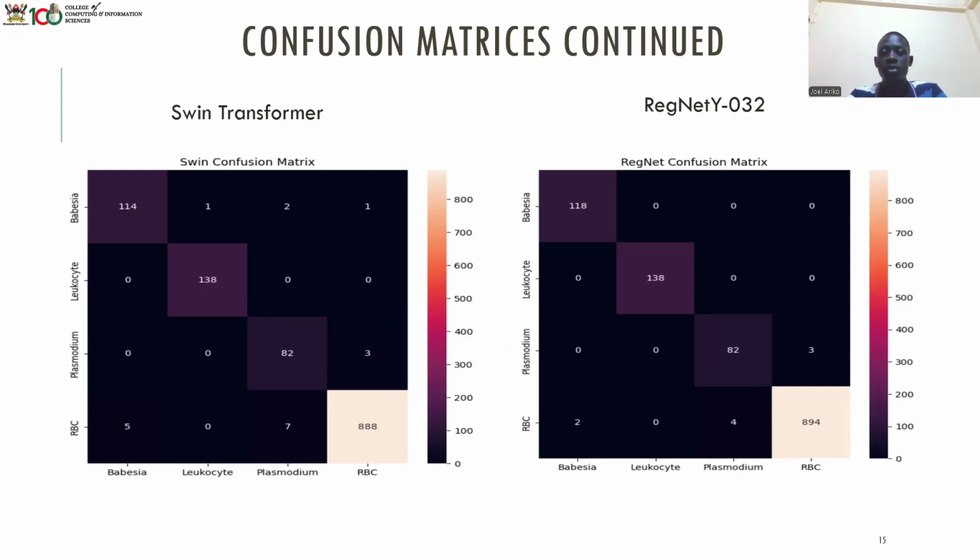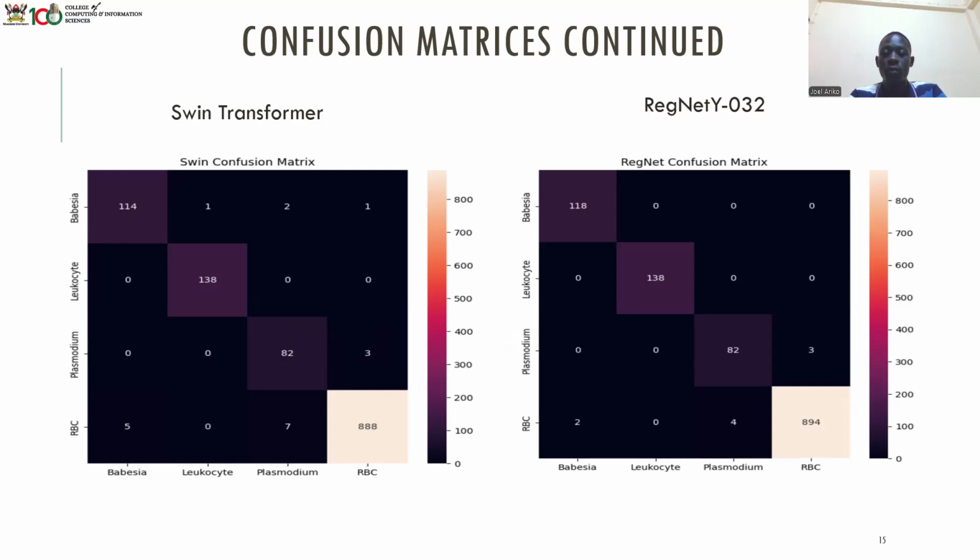So when we check the RegNet Y032, based on these evaluation metrics, it was the one that had the upper hand, because it did no mistake in Babesia. It predicted it correctly. The leukocyte was predicted 100%. Then for plasmodium, it misplaced 3 of them, predicting them as red blood cells. Then for red blood cells, 6 of them were incorrectly classified, 2 as Babesia, then 4 as plasmodium.